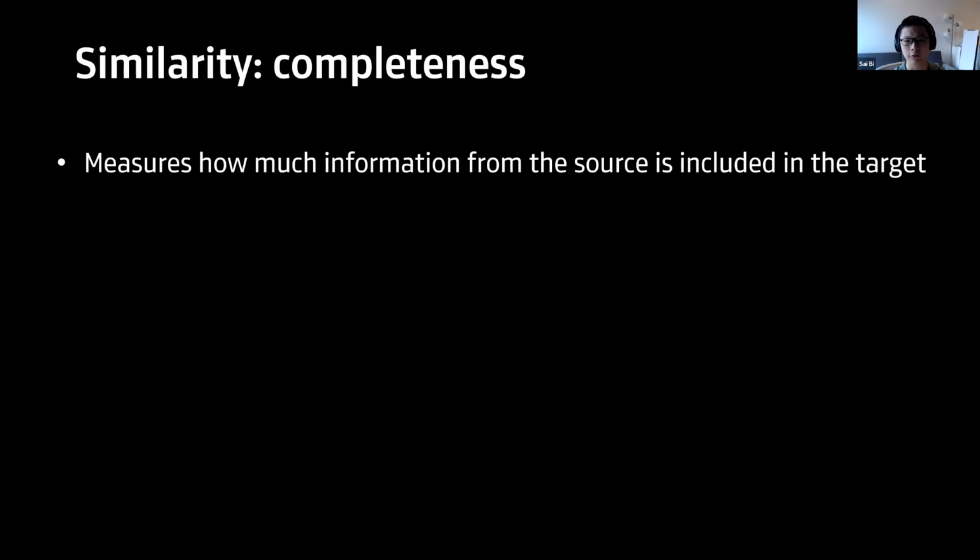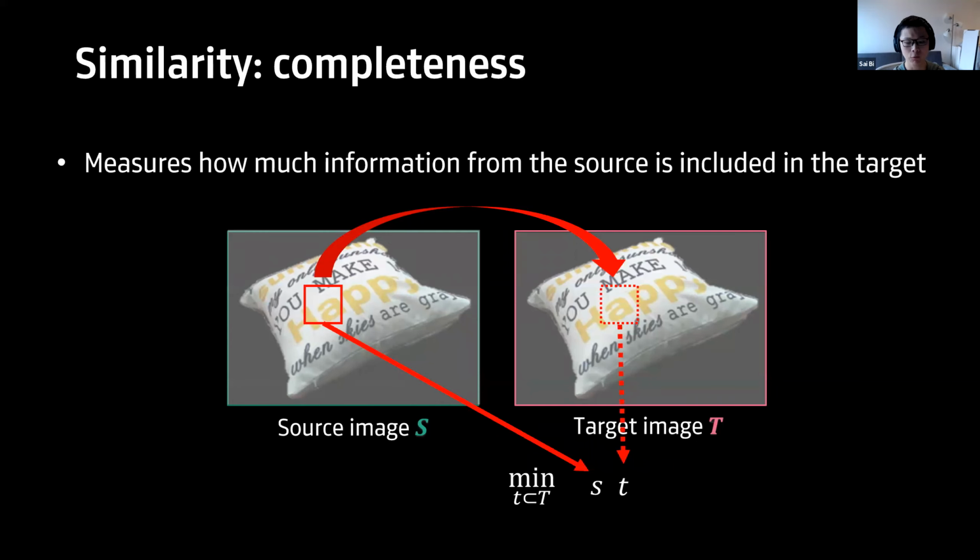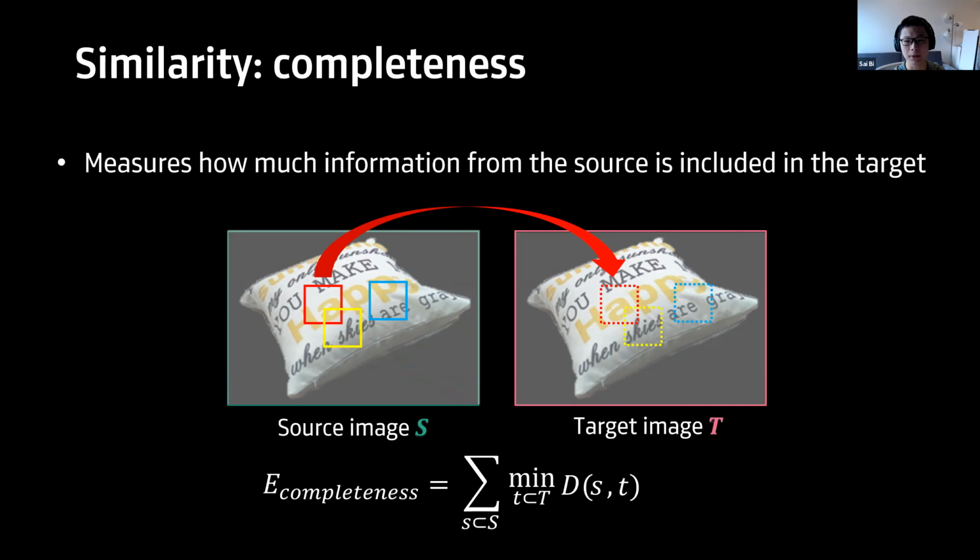Let's look at the completeness first. Given a source image and a target image, the completeness term measures how much information from the source is included in the target. Given a patch in the source image, we find its most similar patch in the target image. We define the completeness term as the distance between these two patches. This is done for all patches in the source image. From this, we can see that by minimizing this term, we are ensuring that each patch in the source image will have a similar patch in the target, thus enforcing that most information in the source image is contained in the target image.